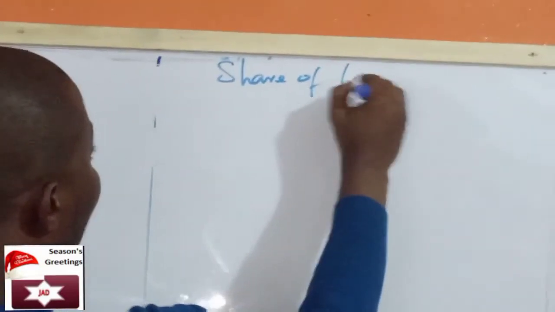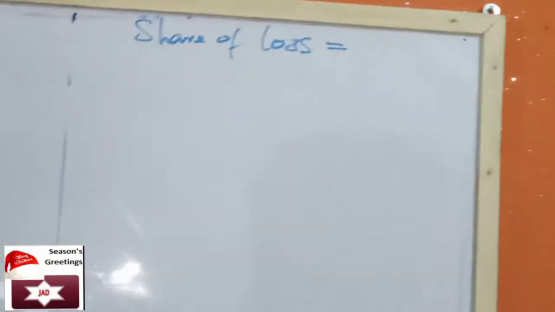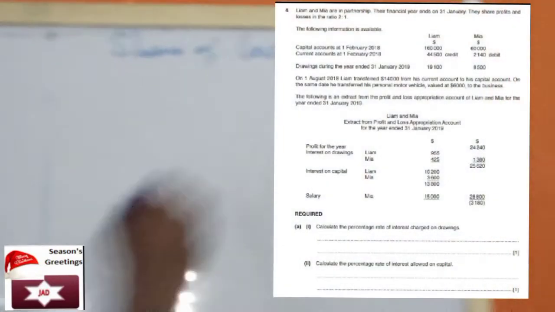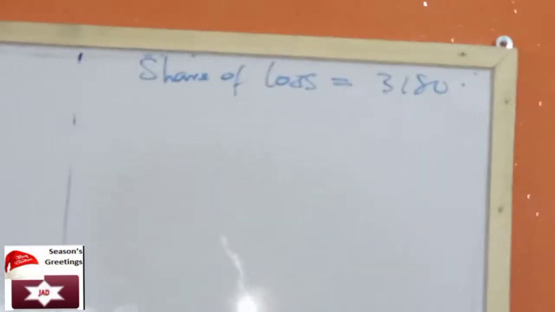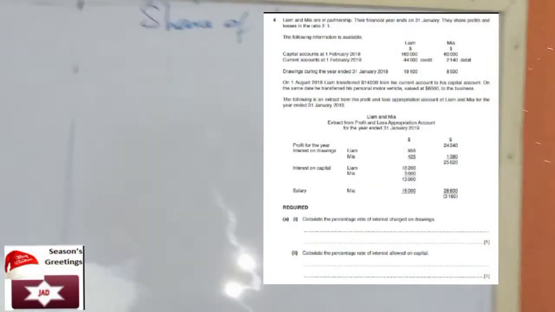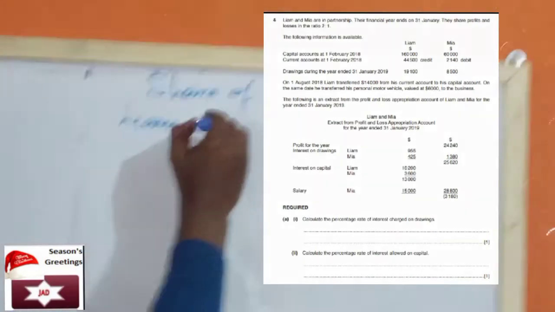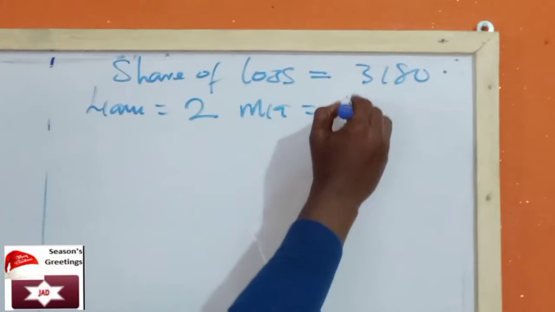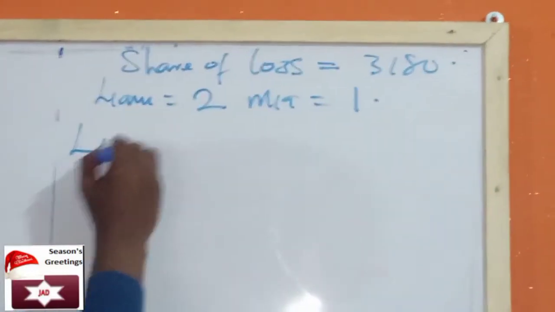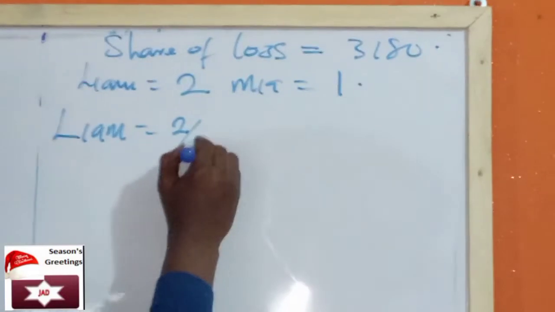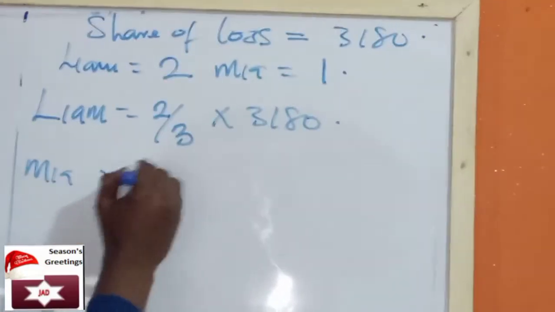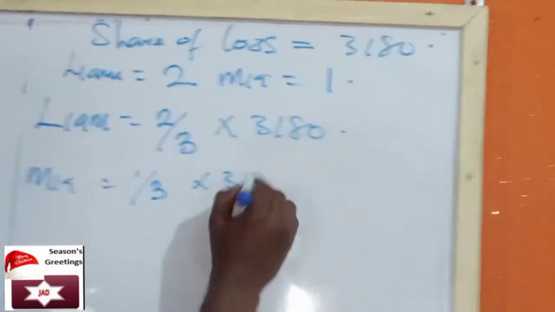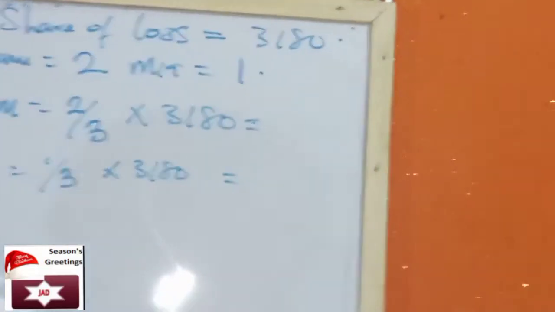So let's say, share of loss. What's the loss according to the question? $3,180. Okay, so what is the ratio for sharing profit and loss? The ratio is 2:1. So we have Liam, which is 2, Mia, which is 1. That means Liam will be 2 over 3 times the loss, 3,180. Mia will be 1 over 3 times 3,180.